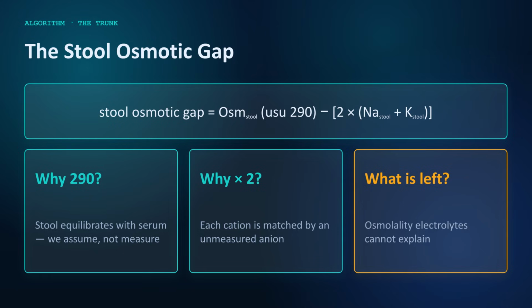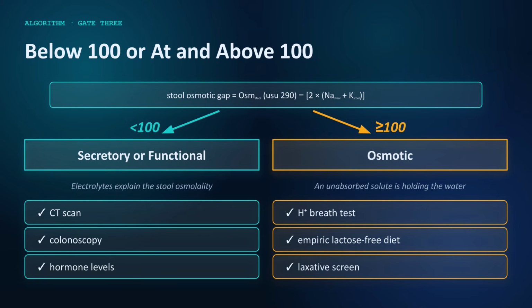And one caution, the stool sample has to be liquid. You cannot get a meaningful osmotic gap from a formed stool. Now the split. If the gap is less than 100, electrolytes account for nearly all of the stool osmolality. The stool is essentially secreted electrolyte solution. That is secretory or functional diarrhea. And the next steps are a computed tomography scan, colonoscopy, and hormone levels.